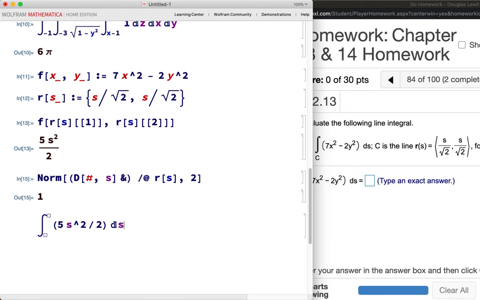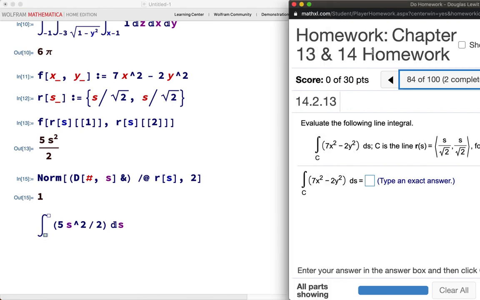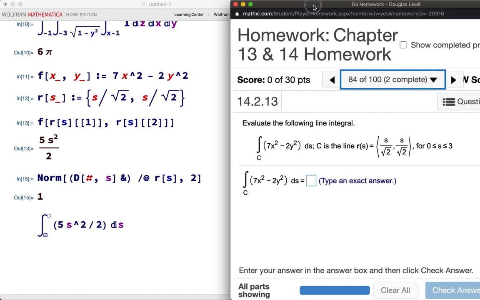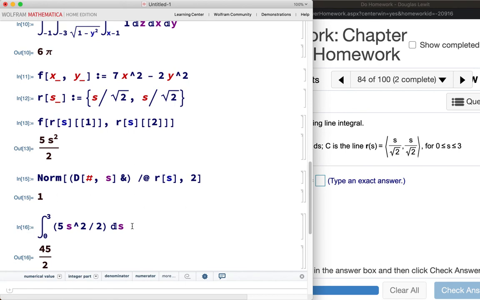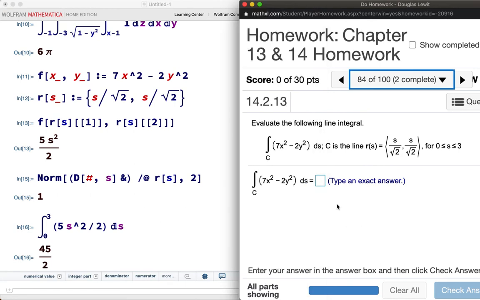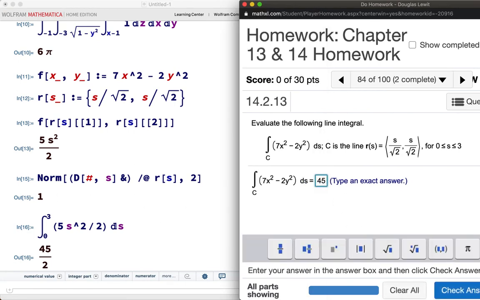And I'm integrating with respect to s, and if I remember correctly, the limits are 0 and 3. So the lower limit is 0, the upper limit is 3. And what is my answer? My answer is 45 halves. 45 halves.